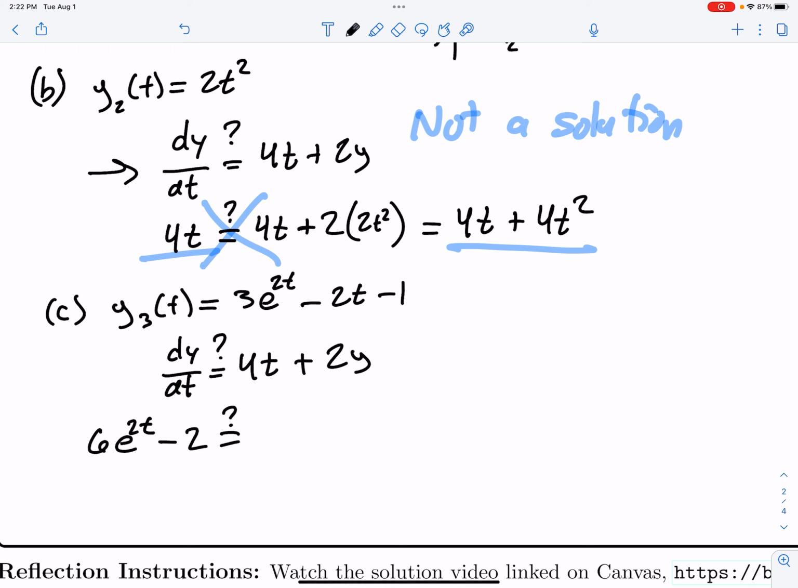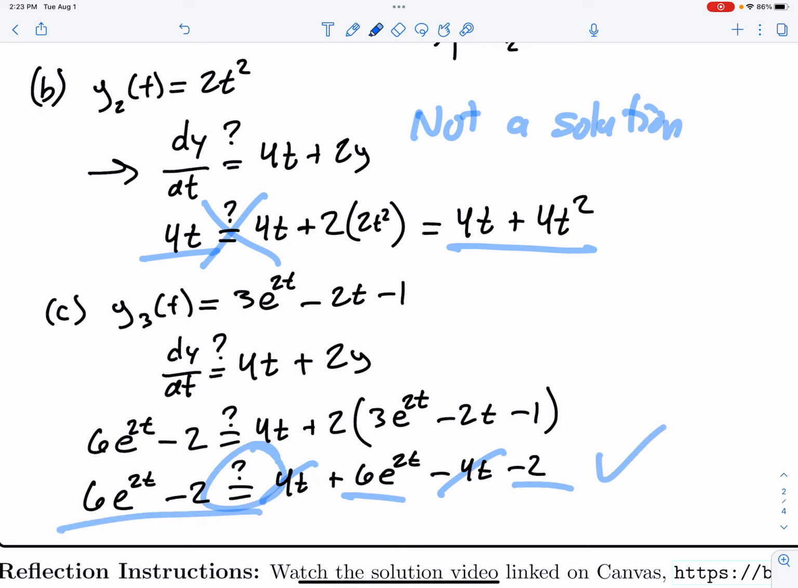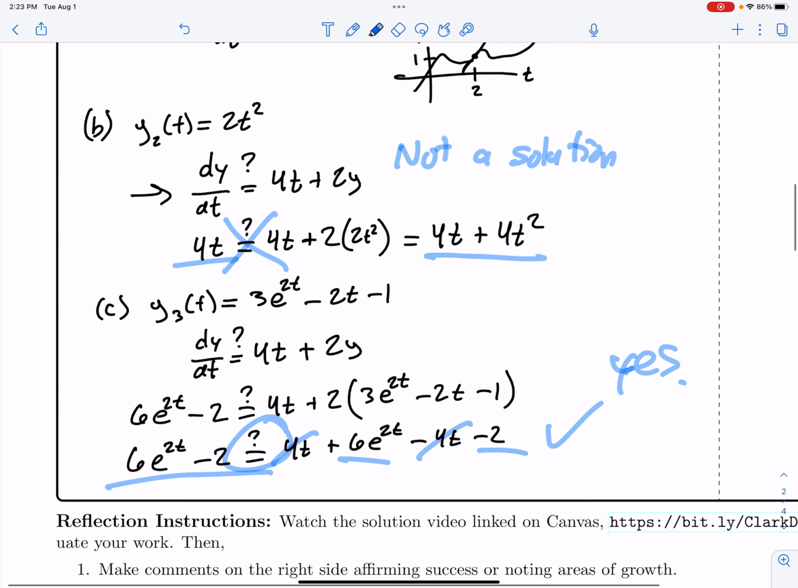Is that equal to 4t plus twice y, and the value of y is 3e to the 2t minus 2t minus 1? And so now the question is, is 6e to the 2t minus 2 equal to 4t plus 6e to the 2t minus 4t minus 2? I think we're going to get some cancellation there, and this does in fact equal that. Yes, it is a solution. Okay, and that is part C.